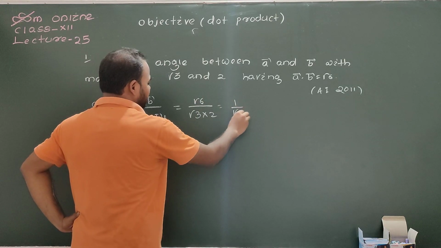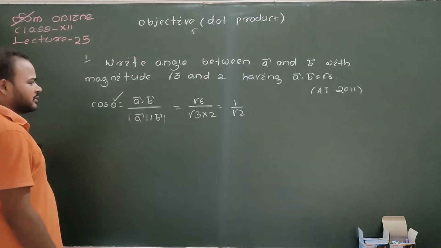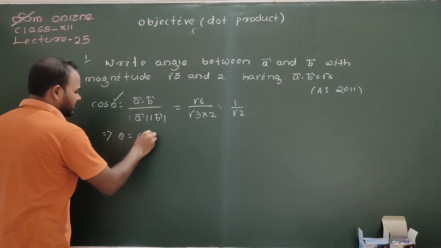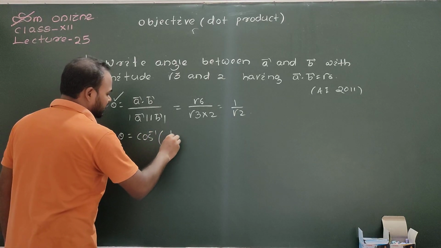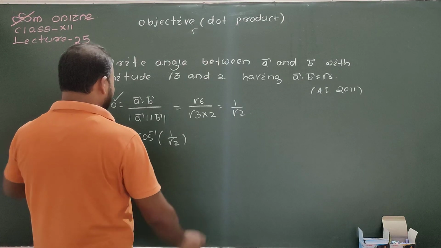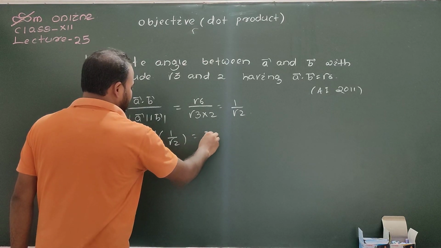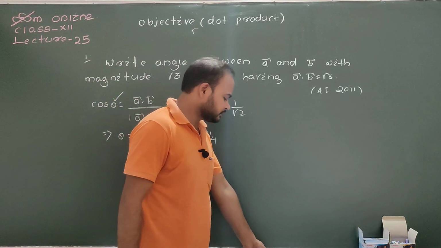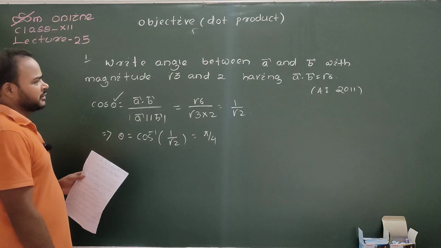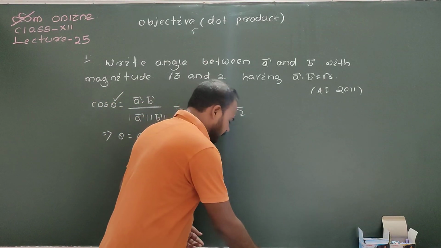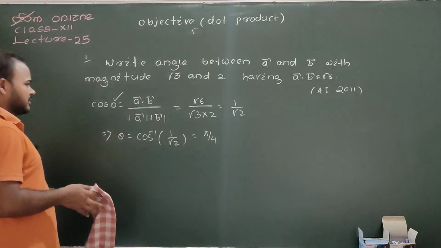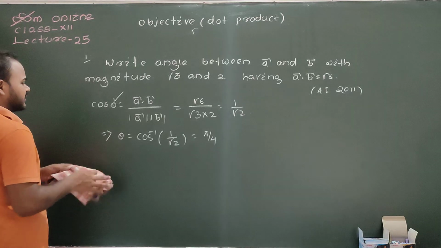So root 6 by root 3 into 2 equals 1 upon root 2. So cos theta equals 1 upon root 2, which implies theta equals cos inverse 1 upon root 2, which is pi upon 4. So this is the answer: pi upon 4. This is question number 1. Now question number 2.